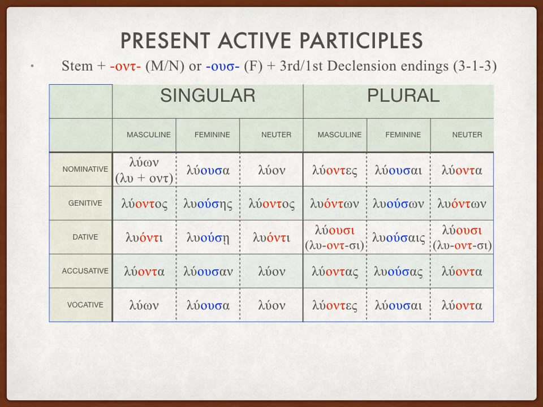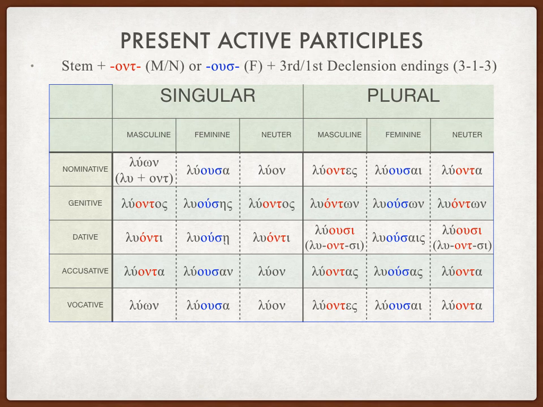So, the start of this with the nominative singular forms, luon, luusa, luon, because these are present active participles, I'll translate these not as ransoming, but rather as loosening, the active form of luo and its meaning, rather than luomai, the middle meaning of luomai for ransoming. So, luon, luusa, luon are my nominative singular forms, my participles with this verb system.